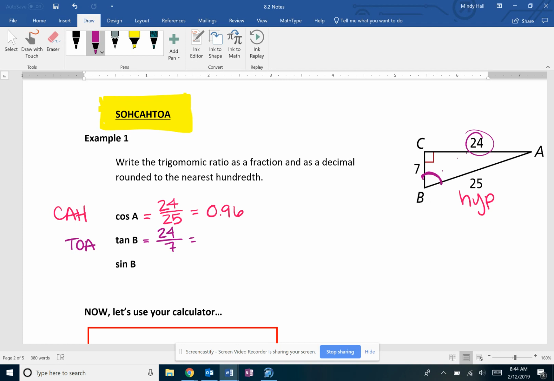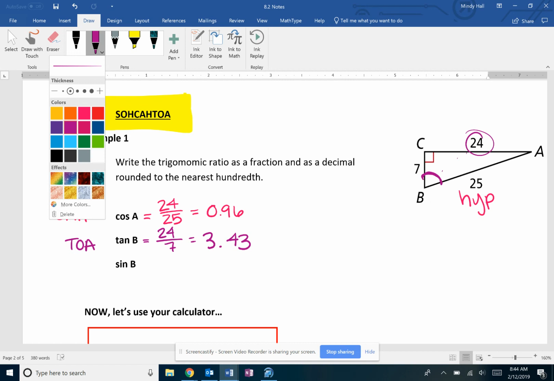And 24 divided by 7 is 24 divided by 7. I did 27 on accident. 24 divided by 7 is 3.428, which would just become 3.43. And then last but not least, our sine of B.